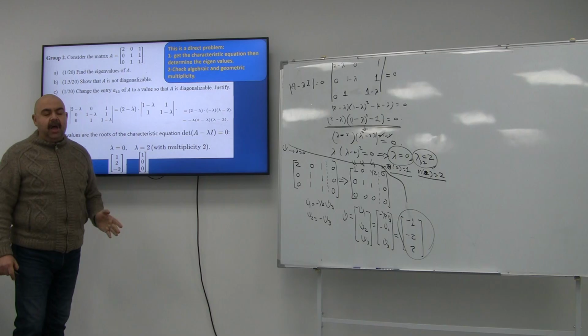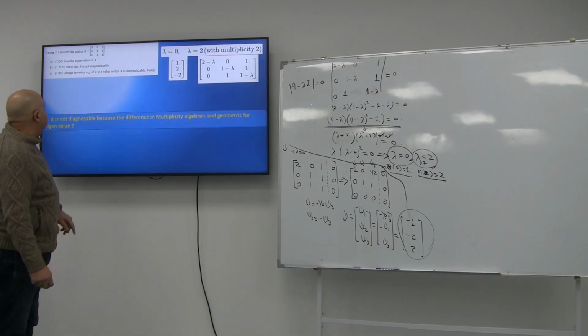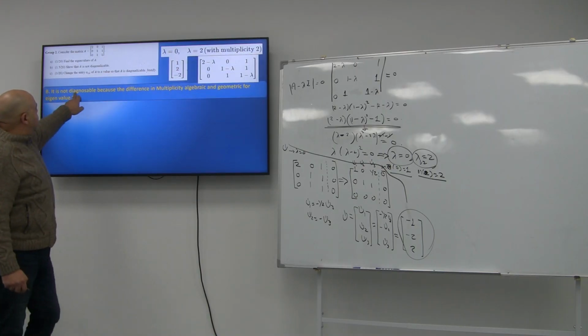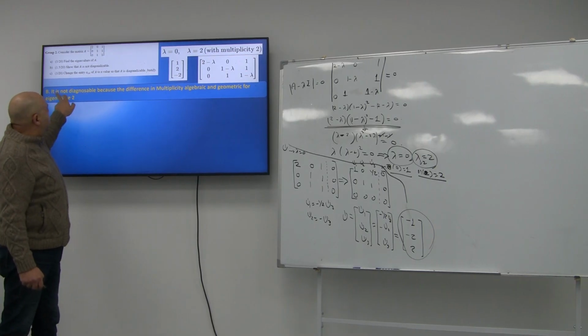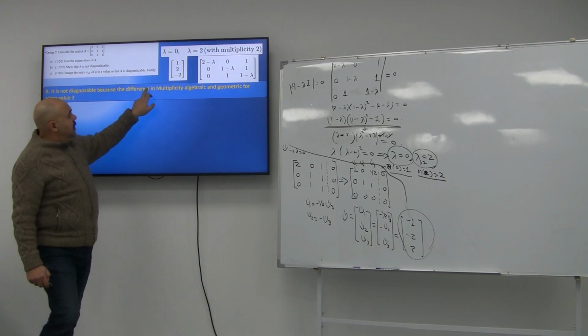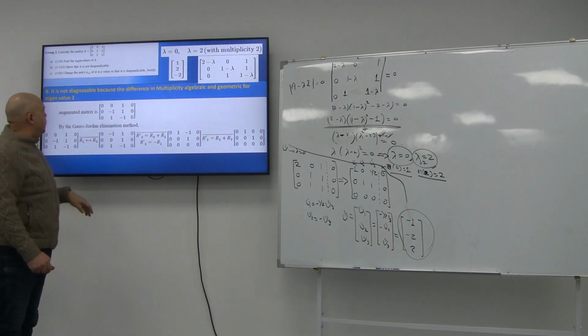So this is why you can't get a diagonalizable matrix, or do a diagonalization, for this matrix. So once more, it's not diagonalizable. You can check the spelling, I believe, I'm not really sure. It's not diagonalizable because of the difference in multiplicity, algebraic and geometric, as we saw previously.